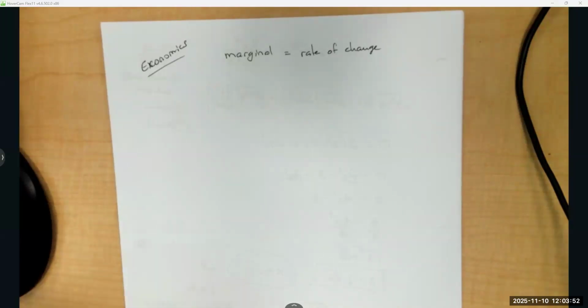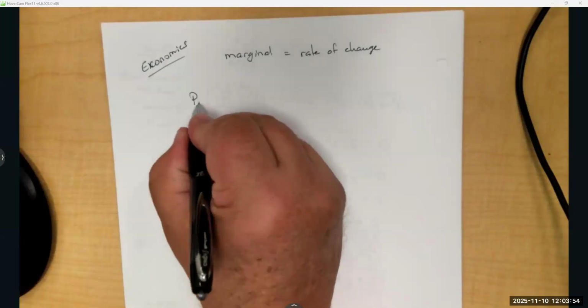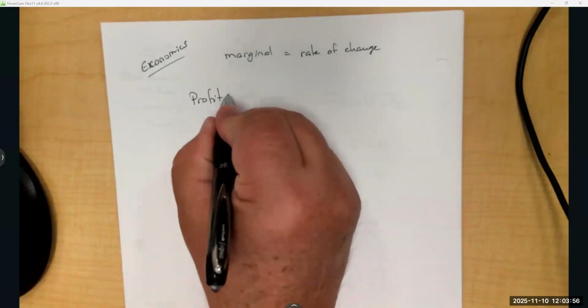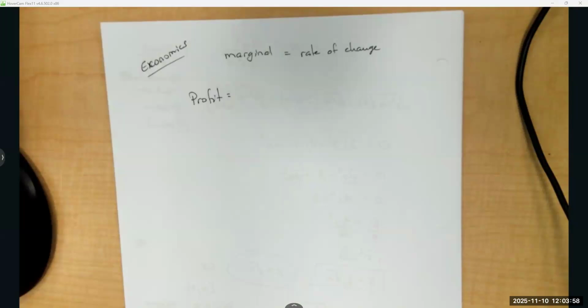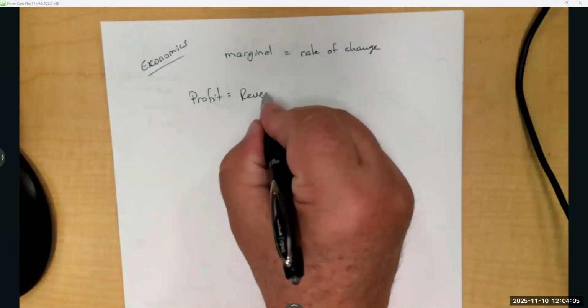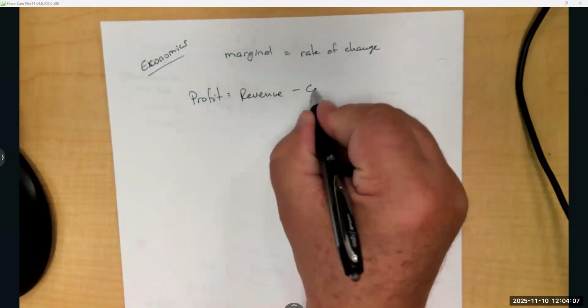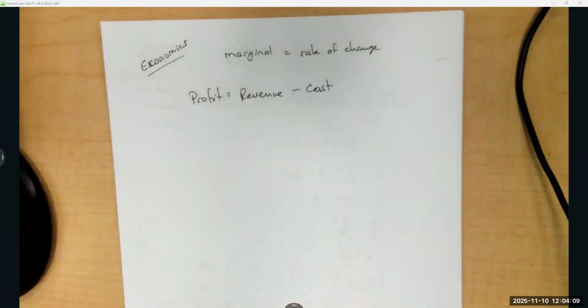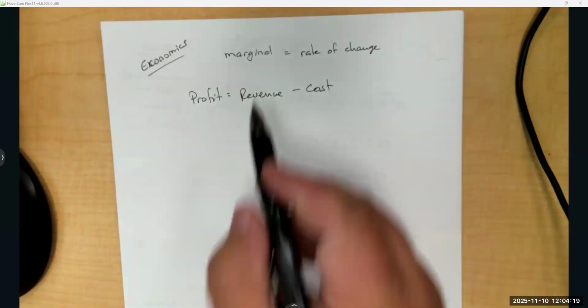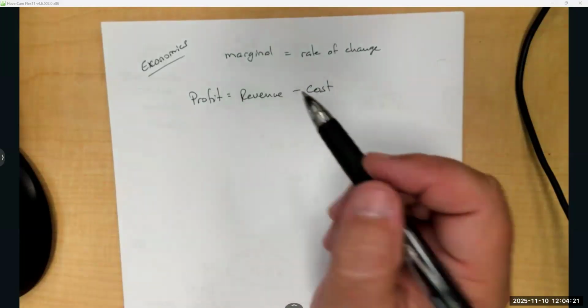Why is that important? What is profit in business? How do you calculate profit? Revenue minus cost, right? What's that? The percentage of your market. Yes. But now margins and marginal are a little bit different.